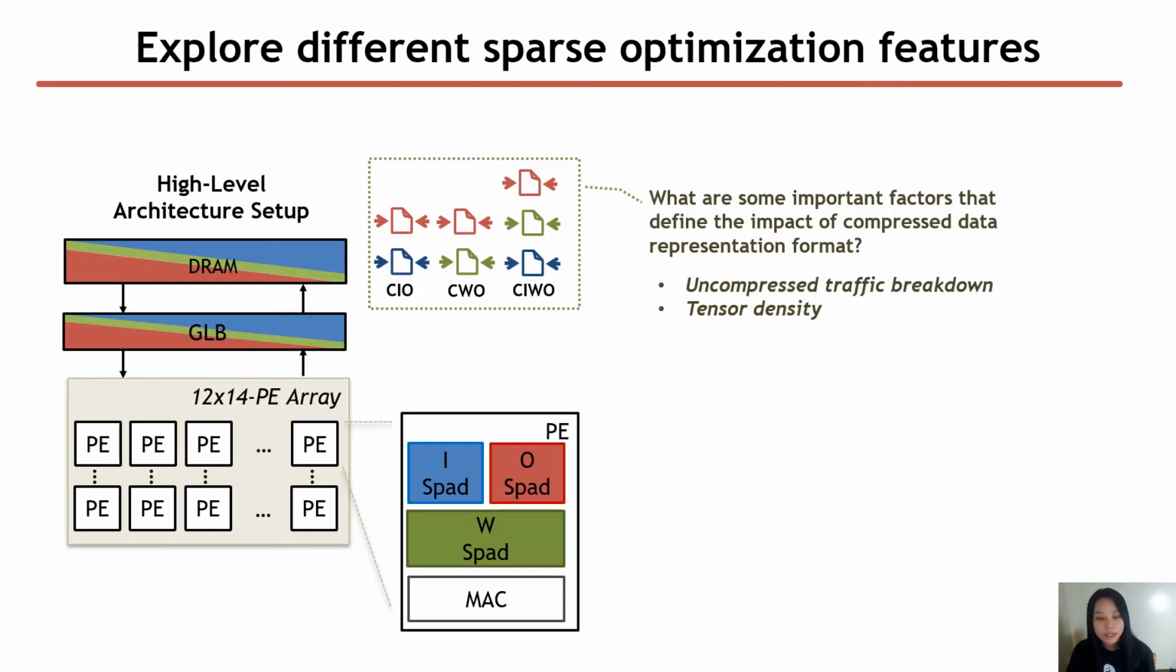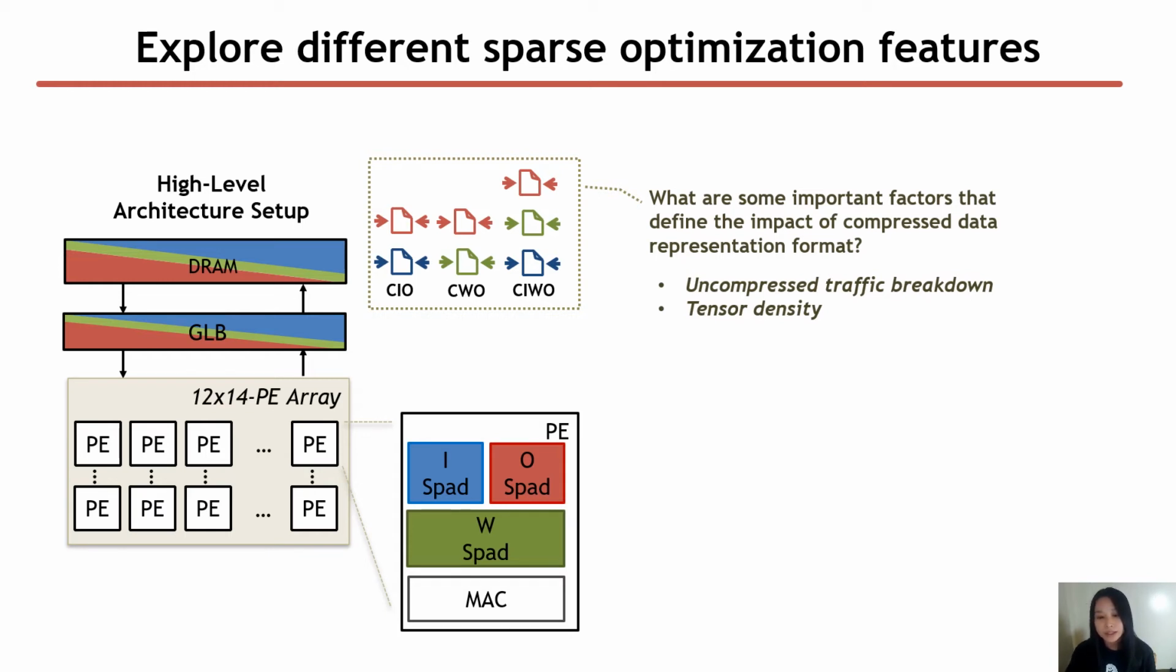So as we can see in that simple example, when we play with these sparse optimization features, Timeloop V2 is able to tell us what are some important factors that decide the impact of your sparse optimization. For the DRAM compression study, it is both the uncompressed traffic breakdown and the tensor density that together define the impact. You probably think this is pretty straightforward. We can use our Excel sheets to calculate this.